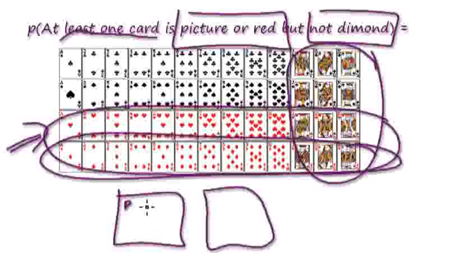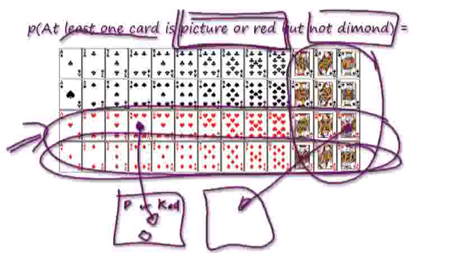We require picture or red, but not diamond. So, for example, let's say you pick out this card here, and you pick out this one here. Okay, so let's see. Here we've just picked out the four of hearts. So we require it to be a picture or a red. Well, it's not a picture, but it is a red card. So this first part is good. And the second part, we don't want it to be a diamond. Well, the four of hearts is not a diamond. So this is a good outcome so far for us.